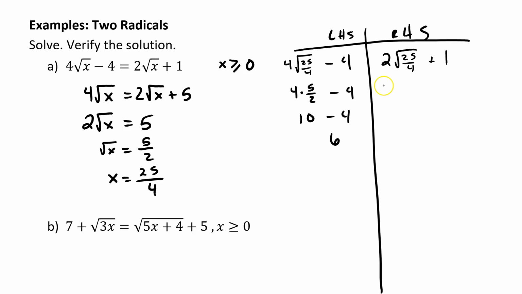Let's see what happens on this side. 2 times the square root of 25 over 4, which is 2 times 5 over 2, plus 1. We can cancel the 2's, or we can say 2 times 5 is 10 divided by 2, but it just becomes 5 plus 1, which is 6. Left-hand side equals right-hand side. That means that we have a solution.